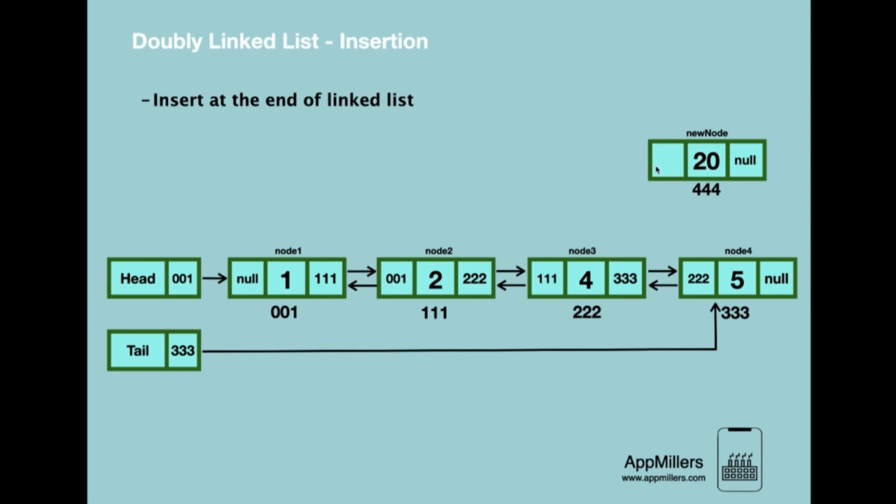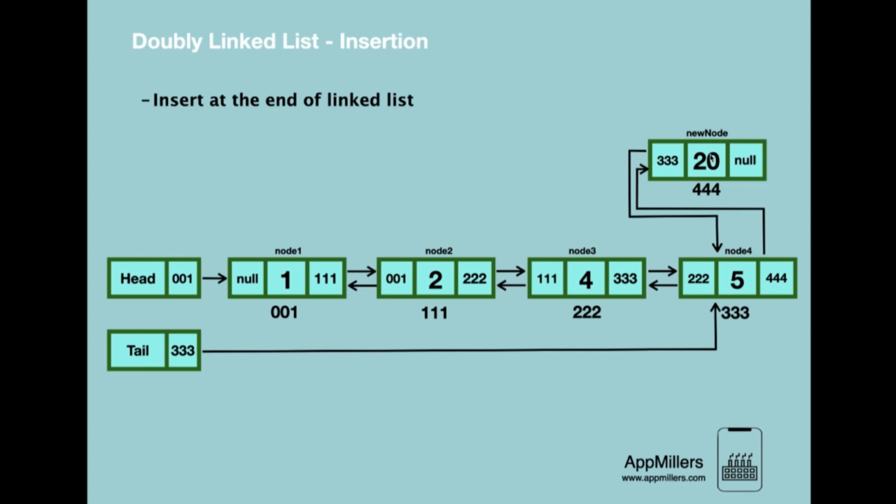So the previous reference of this node should point to the last node over here, and we know that last node's physical location in our case is 333. So if we update this previous reference to 333, it will create a reverse link between new node and node 4. Then the next step is we need to update next reference of last node to point this new node over here. So we know that physical location of new node is 444, so we will set next reference of node 4 to 444.